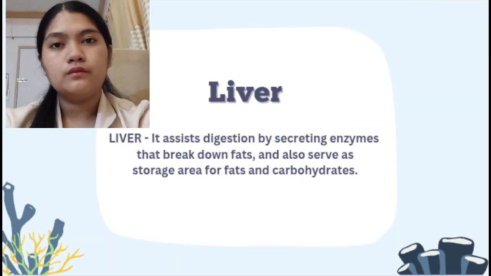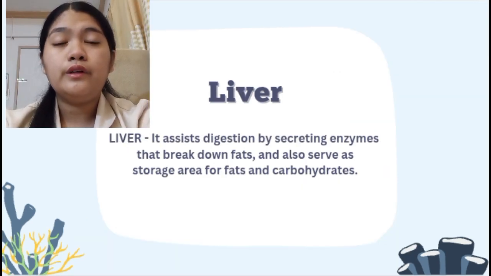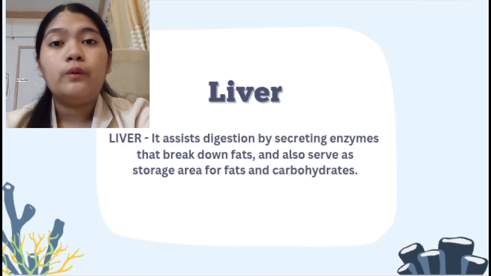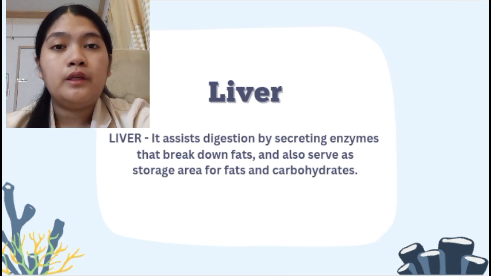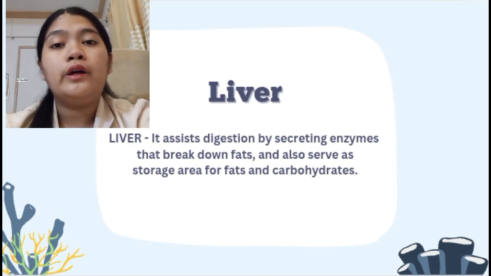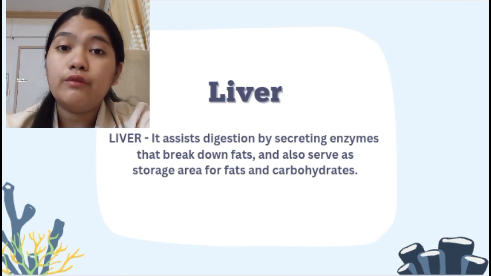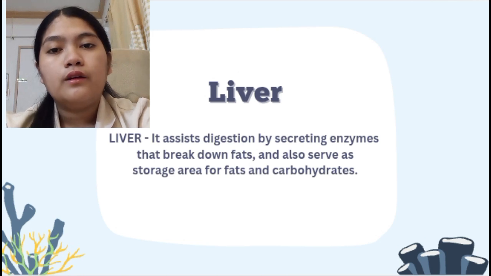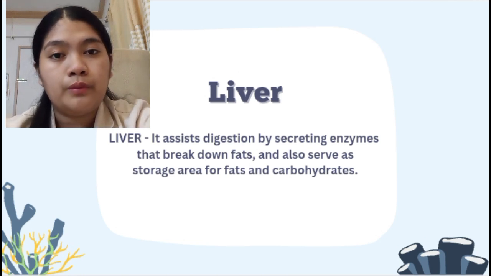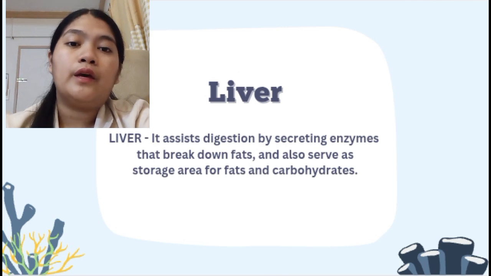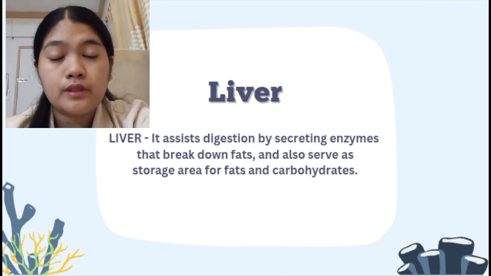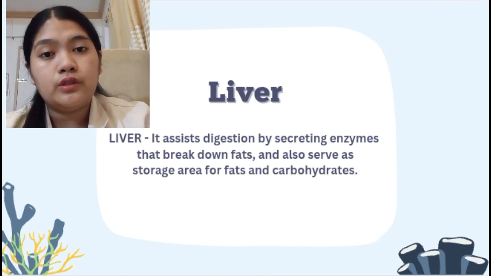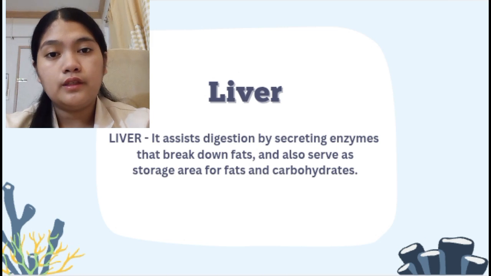Next is the liver. The liver is another important organ with various functions. The liver supports digestion by means of secreted enzymes which break down fats. It also helps to store carbohydrates and fats in the body of the fish. The old blood cells are destroyed by the liver to maintain the blood chemistry of the fish. And the liver also helps in the excretion of nitrogen or waste.